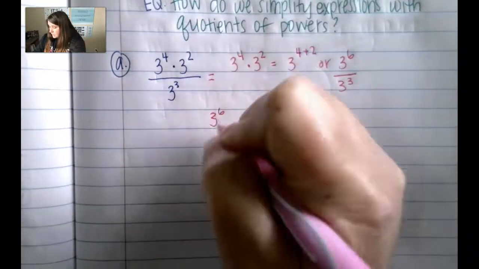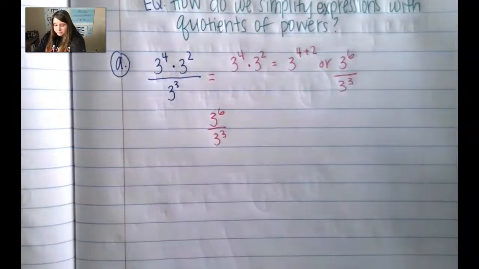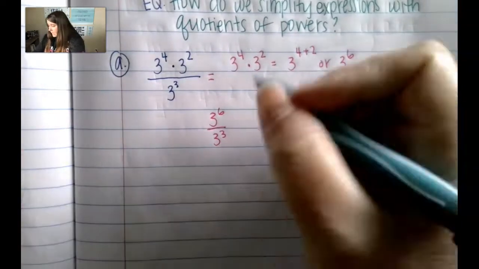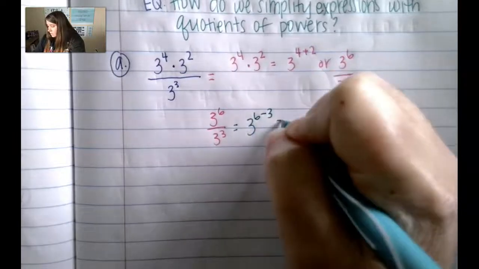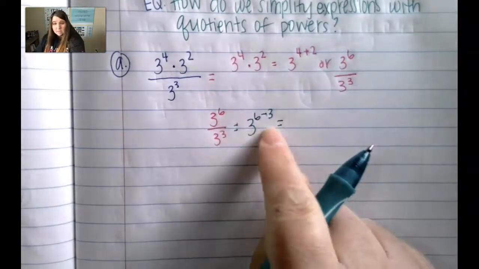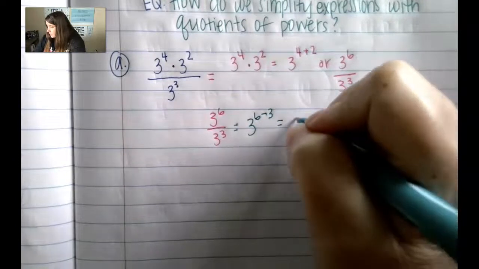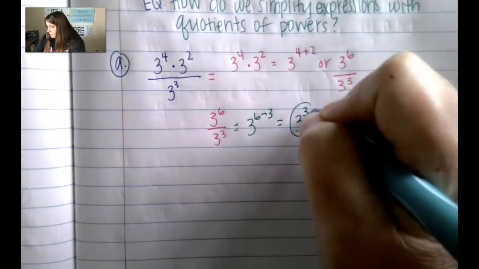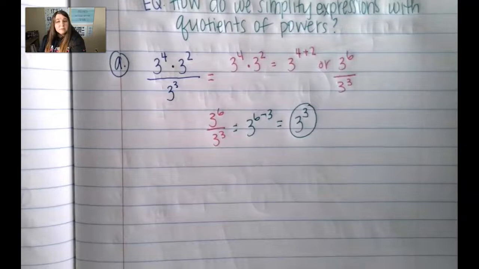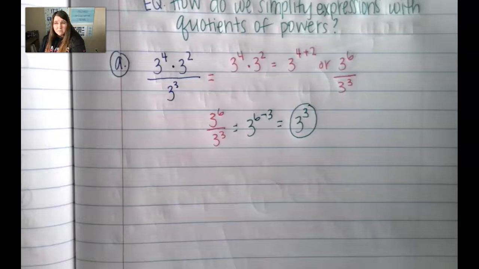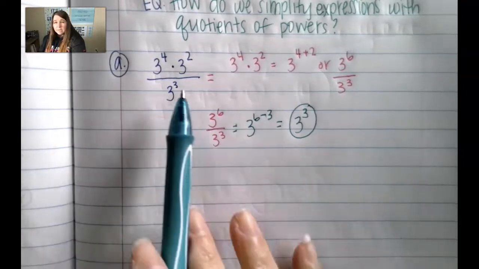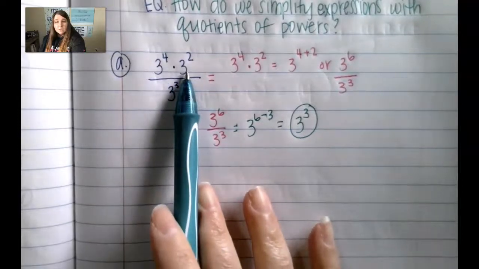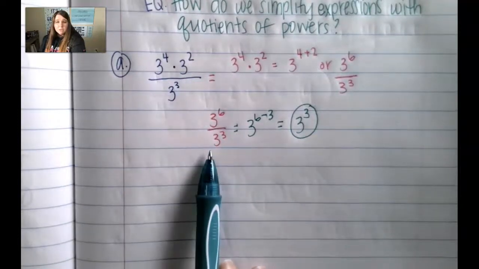So 3 to the 6th over 3 to the 3rd, we're just going to move the base over and subtract those two exponents. And that gives us 3 to the 3rd power. So we've simplified it down to 3 to the 3rd. We're not solving anything. We're still working with expressions or equivalent expressions. And so all you've done is gotten rid of the multiplication on top, then solved the division.